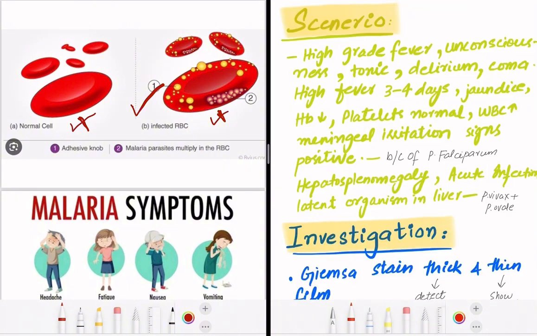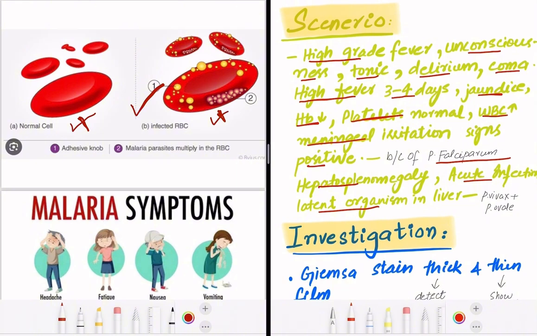The scenario which can come in exams on this case will have features of high-grade fever, unconsciousness, toxic state, delirium, coma due to cerebral involvement, high fever for 3 to 4 days, jaundice, HB decreased, platelets normal, WBCs increased, and meningeal irritation signs positive because of P. falciparum. Plasmodium falciparum affects the brain area. There will be hepatosplenomegaly, acute infection and latent organisms in the liver. Latent organisms in the liver will be found in the case of Plasmodium vivax and Plasmodium ovale.